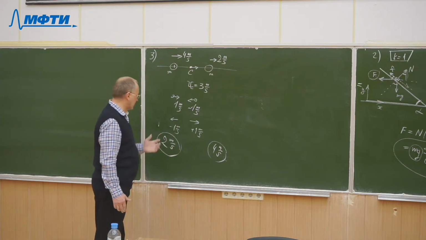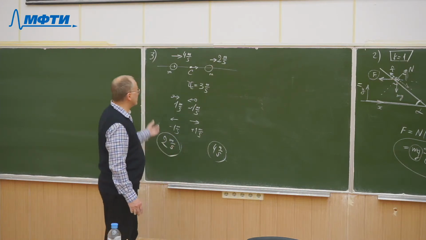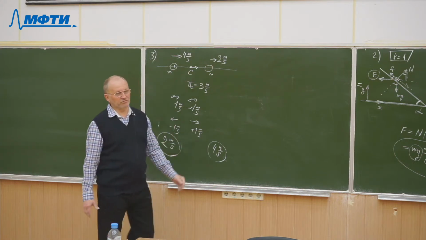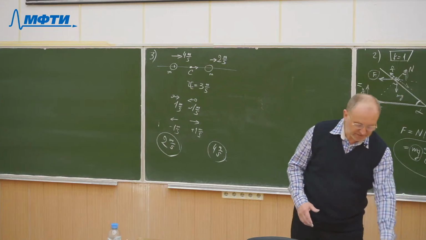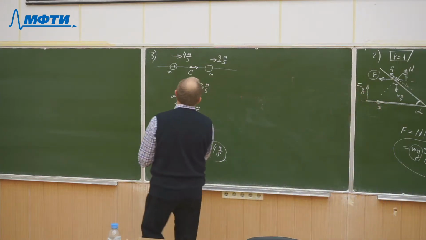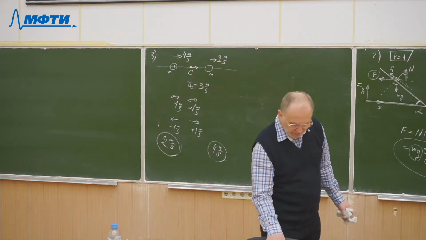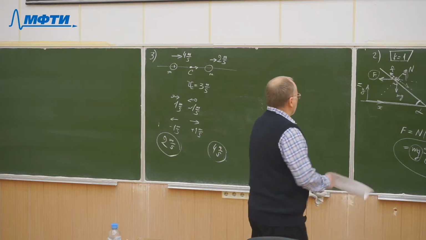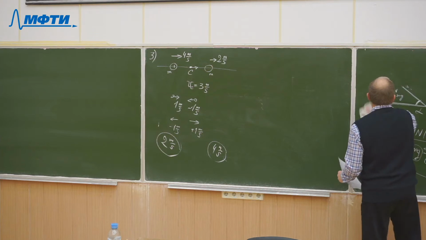And the final solution will be the same. But the easiest way to obtain the solution is to go first to another reference frame, another reference system, and then jump backward. So that's the simplest way to solve problem number 3. Problem number 4.